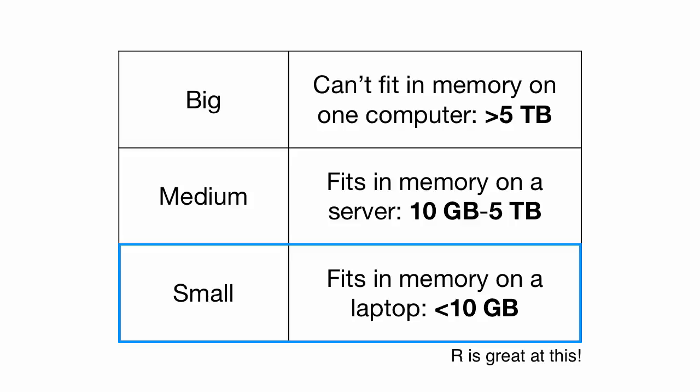Now, a step down from big data is medium data. That's data that fits in memory on a server, so 10 gigabytes to 5 terabytes. Dealing with medium data is challenging. It's not as challenging, but it's really important to take advantage of all of the cores in the computer.